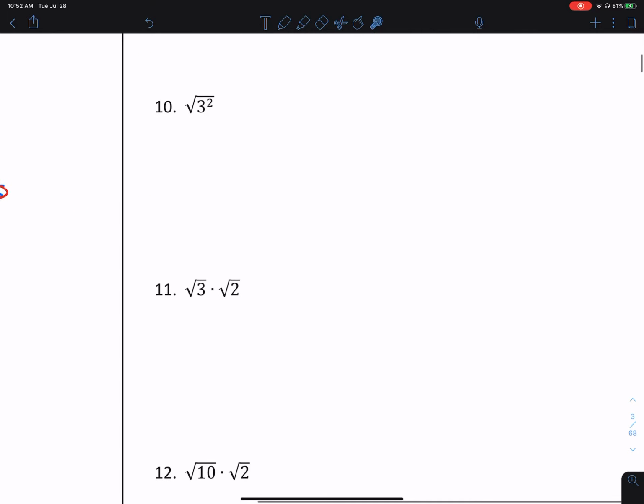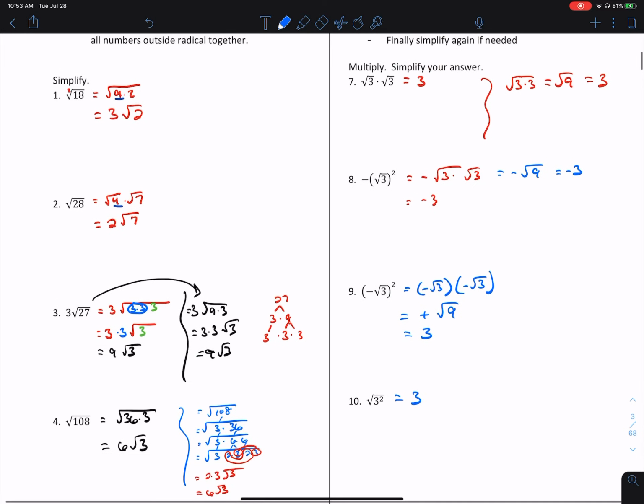Number 10, wow, we are lousy with 3's. We are squaring the 3 and we're square rooting it. Those are inverse operations, so we get 3. That is the same problem as number 7. It's just written in a different way.